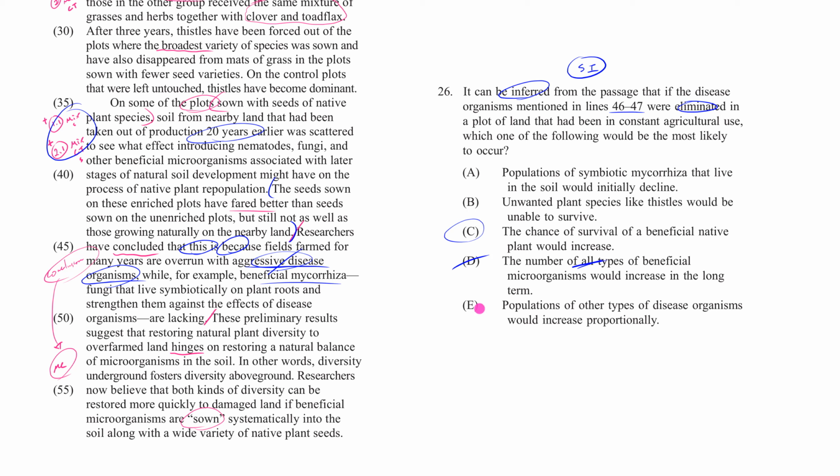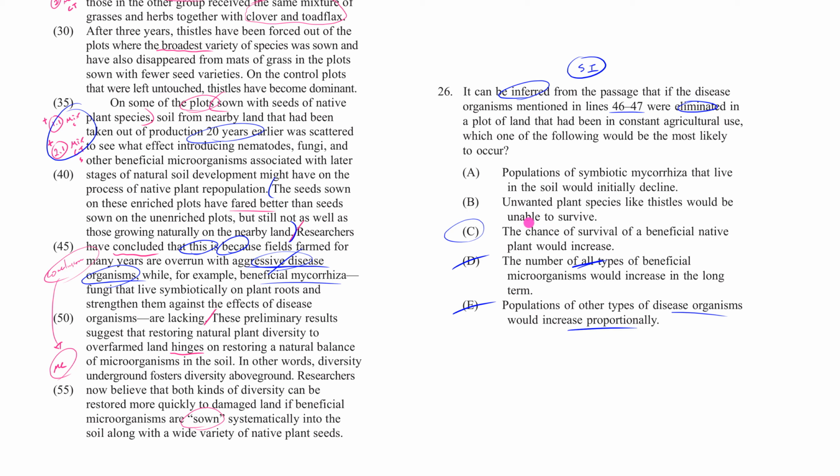Okay. And E says populations of other types of disease would increase. Why? I don't think so. If you eliminate these aggressive disease organisms, would other disease organisms just come and take its place? Nothing in here suggests that. It cannot be inferred. Unwanted plant species like thistle will be unable to survive.